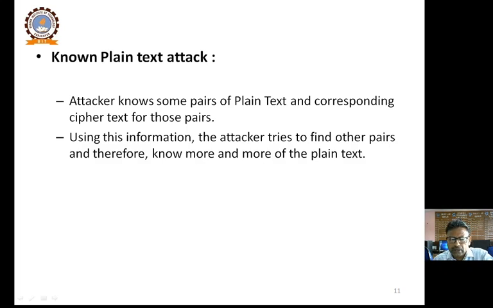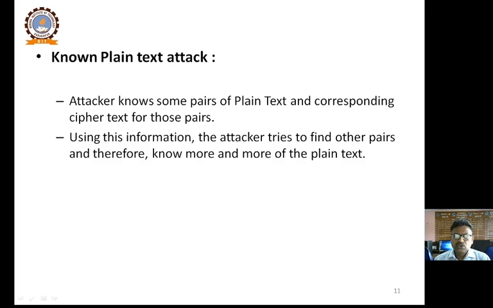कि अगर इस प्लेन टेक्स्ट का साइफर टेक्स्ट ये है, इस प्लेन टेक्स्ट का साइफर टेक्स्ट ये है, x प्लेन टेक्स्ट का साइफर टेक्स्ट z है, y प्लेन टेक्स्ट का साइफर टेक्स्ट b है, z प्लेन टेक्स्ट का साइफर टेक्स्ट c है, then tries to find out what can be the ciphertext of p, what can be the ciphertext of q, what can be the ciphertext of z.